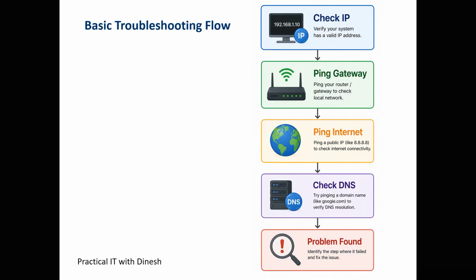Whenever there is a network problem, don't guess. Follow a logical troubleshooting process. Step 1 is to check whether the system has an IP address. Step 2 is to check whether you can reach the gateway. Step 3 is to check the internet connectivity. Step 4 is, if internet connectivity works but website names don't, the issue is probably DNS. Professional Linux administrators follow a structured approach like this instead of trying random commands.